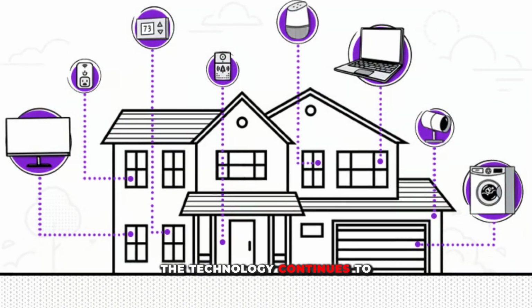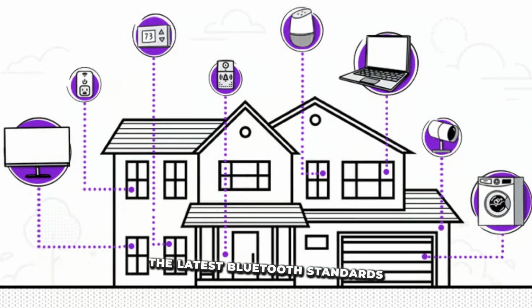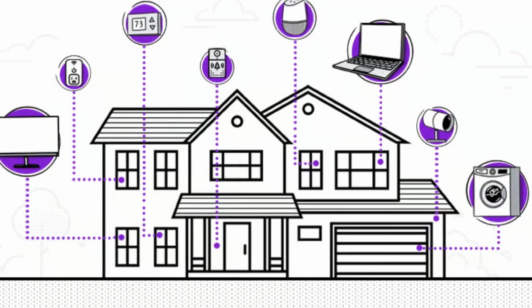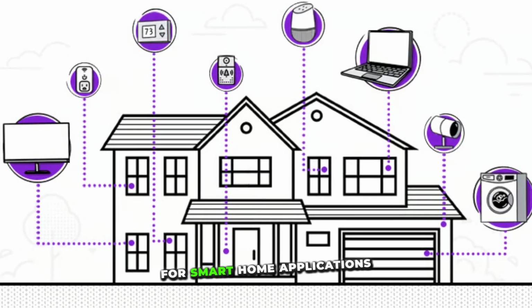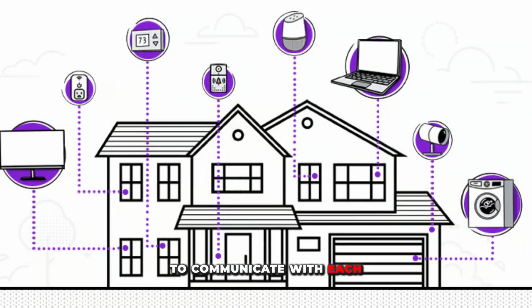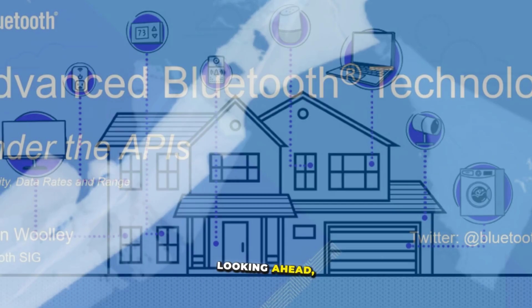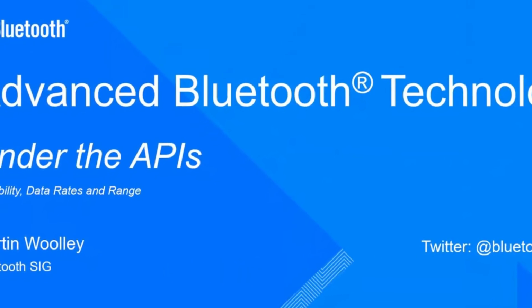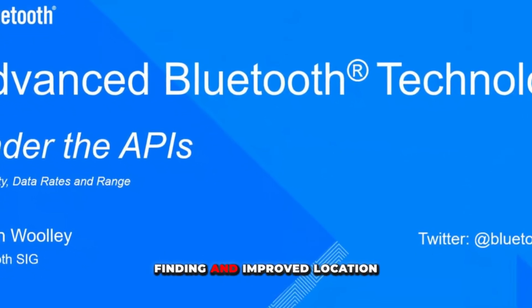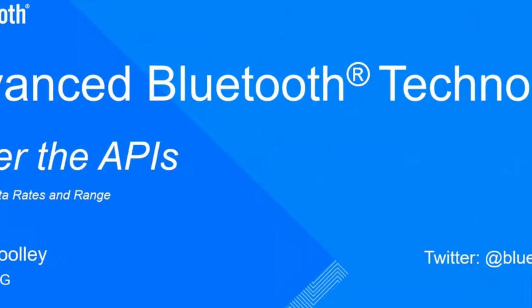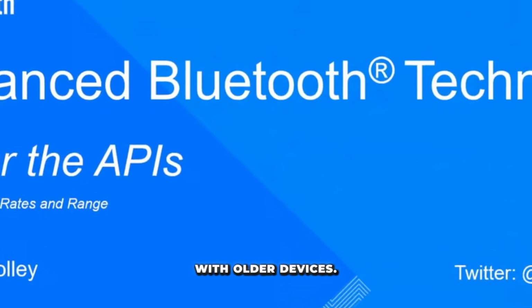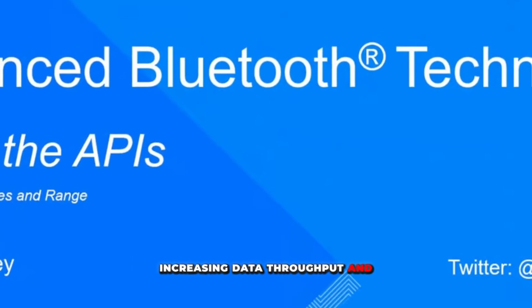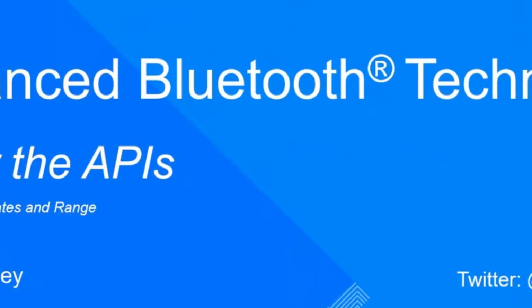The technology continues to evolve. The latest Bluetooth standards support mesh networking, allowing multiple devices to form interconnected networks. This is particularly useful for smart home applications, where numerous devices need to communicate with each other reliably. Looking ahead, Bluetooth technology is becoming increasingly sophisticated. New features like direction finding and improved location services are being integrated, while maintaining backward compatibility with older devices. The focus remains on reducing power consumption while increasing data throughput and reliability.